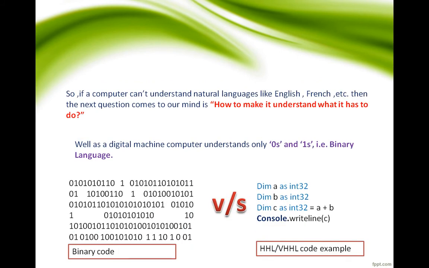So if a computer can't understand natural languages like English, French, etc., then the next question that comes to our mind is, how do we make it understand what it has to do? Well, as a digital machine, a computer understands only zeros and ones, that is, binary digits, which are used to write computer programs in binary language. We can see here a comparison of 2 programs, one written in binary and one written in a high-level language. You can observe that binary language is difficult for humans to understand, while high-level language is easier to read and understand. So which type of language would you like to use for coding? Of course, high-level languages.